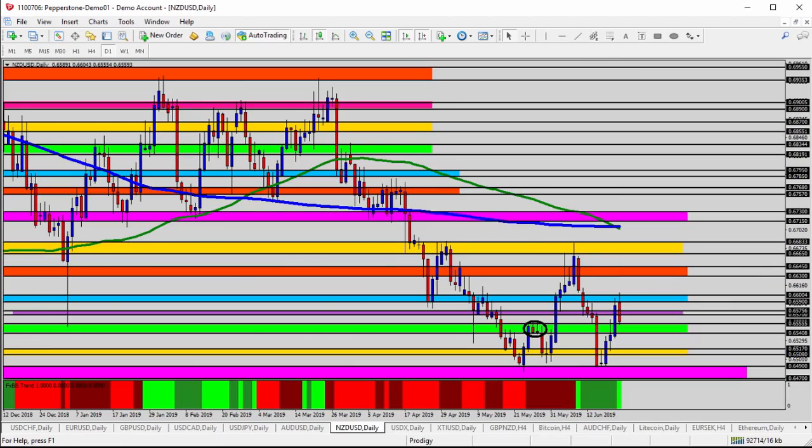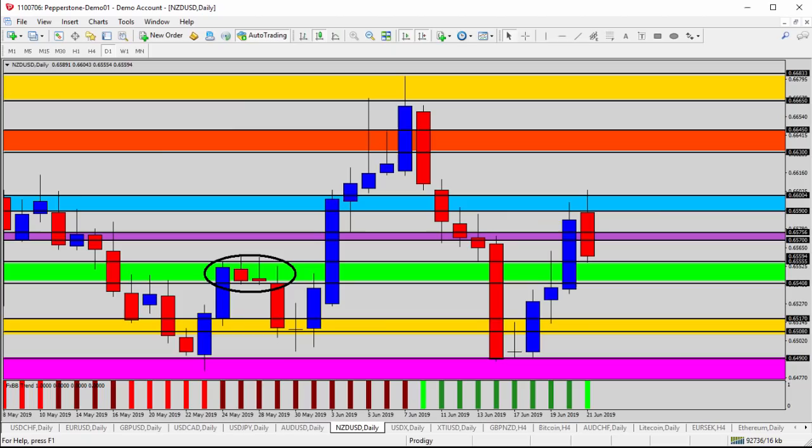Back to the New Zealand dollar. With that, if the US dollar continues to fall, we might look for another turn back higher for the New Zealand dollar. So some questions still arise. Let's zoom in a little bit. Let's go one more time.